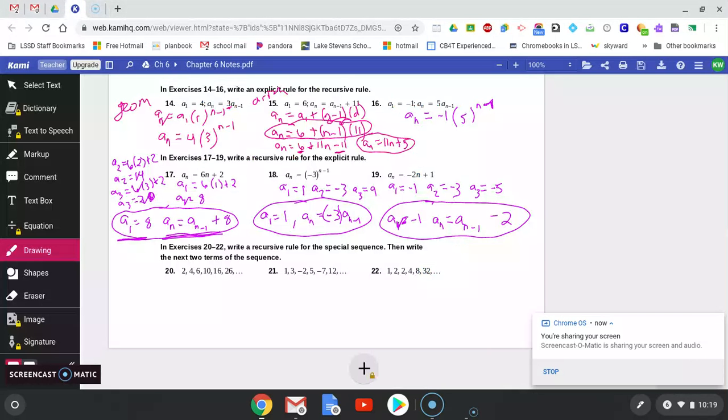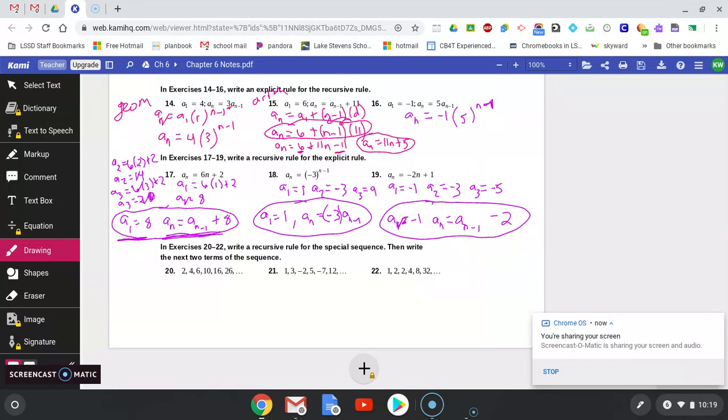Okay, so we're finishing up our 6.7 notes. We've got 3 problems left to do, and then we are done. So these are our special sequences for the last thing that we're looking at. Okay, so we need to figure out the pattern. The pattern is not arithmetic. The pattern is not geometric, but there is a pattern.